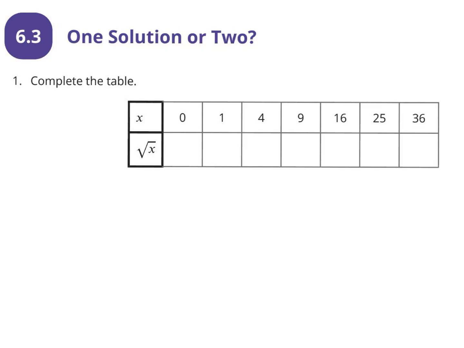Okay, complete the table. X is in the top, the square root of x is in the bottom. So we just had to take the square root. Square root of 0 is 0. Square root of 1 is 1. Square root of 4 is 2. Square root of 9 is 3. Square root of 16 is 4, not 16. Why did I write 4? Then 5. And finally, 6.